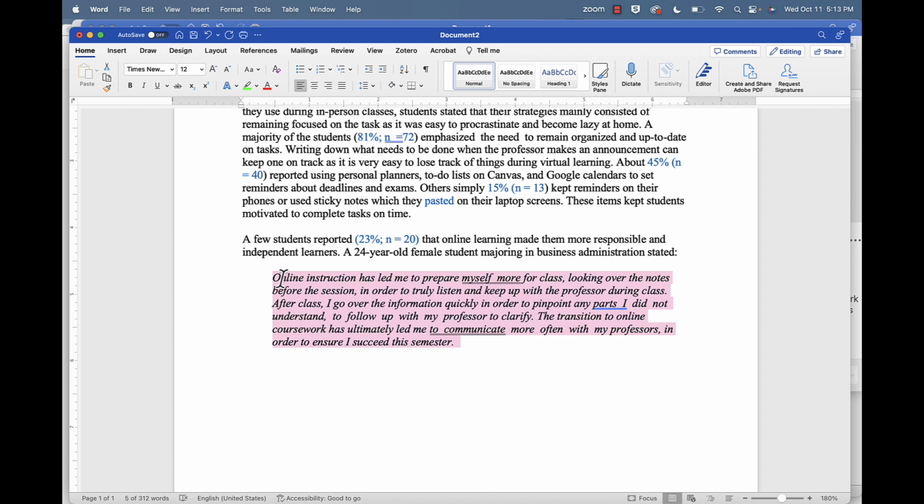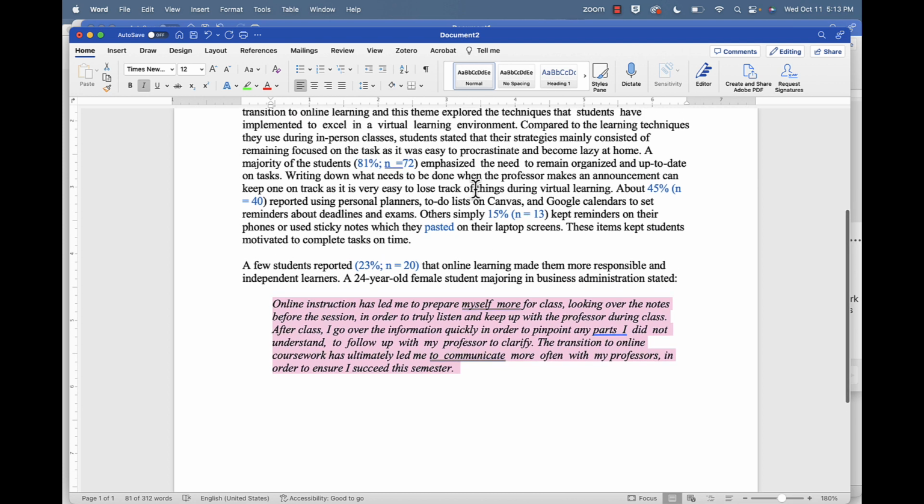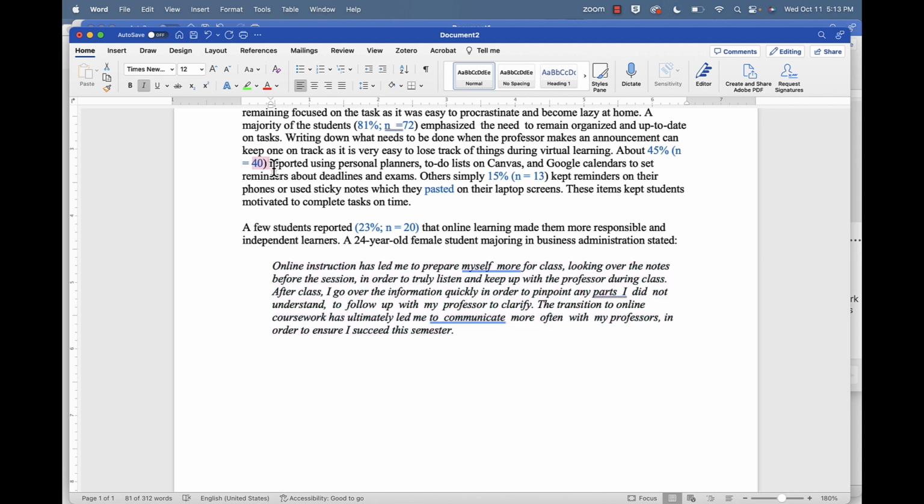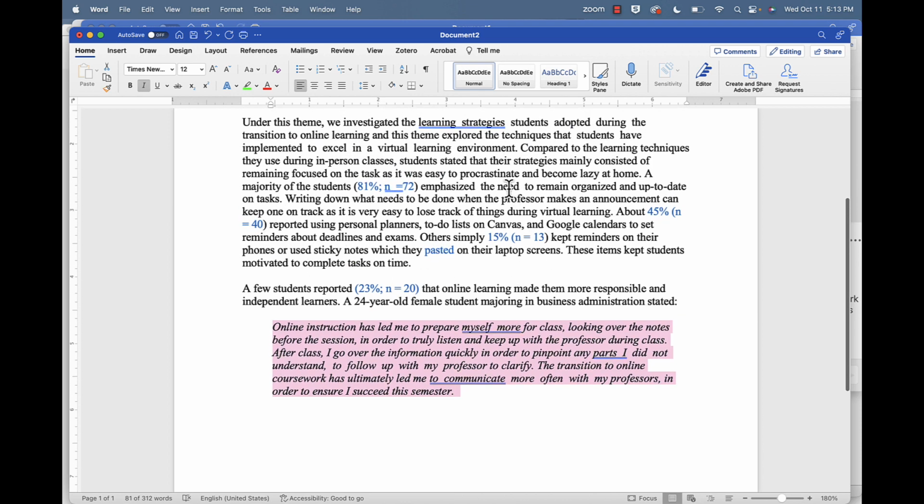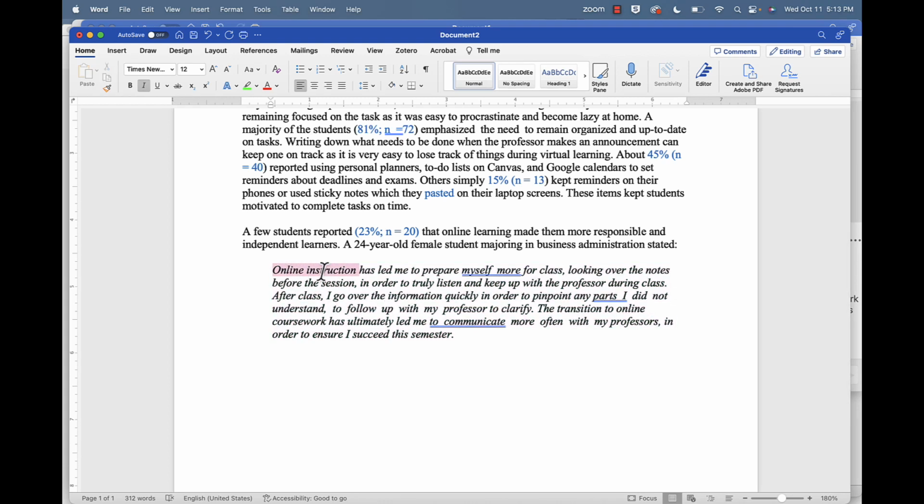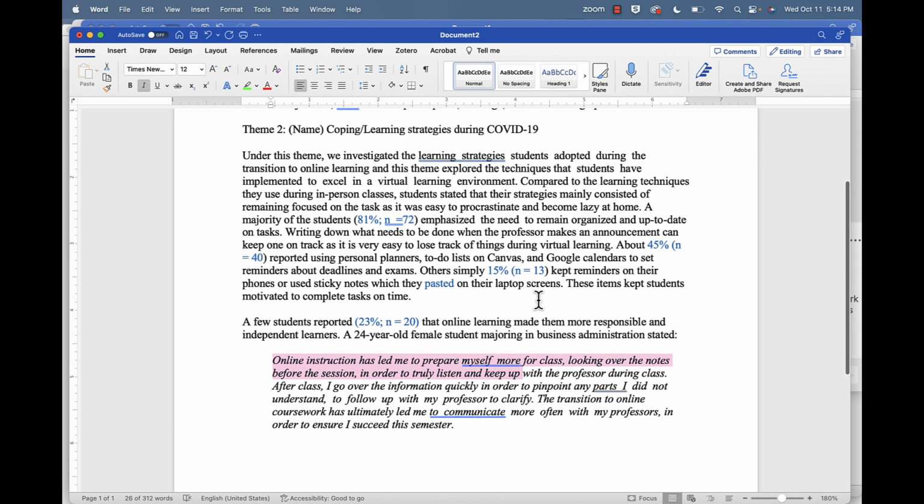Now, you have already chosen your quotations, and quotations can be used to help your readers interpret your explanations of your results. So in this case, when I talk about what students are doing to keep up with virtual learning, I found a great little quotation from a student which kind of summarizes what all other students were doing. And this one says, "Online instruction has made me prepare myself more. Looking over the notes before session, actively listening to professors, going over information quickly, looking at pinpointers, following up with professors, and the transition online has also pushed me to communicate more with the professors in order to succeed in my virtual learning classes."